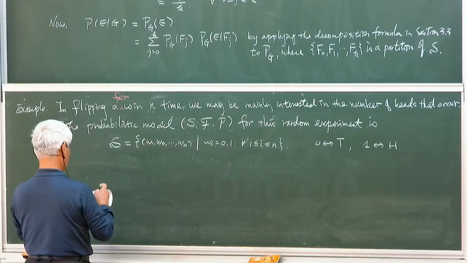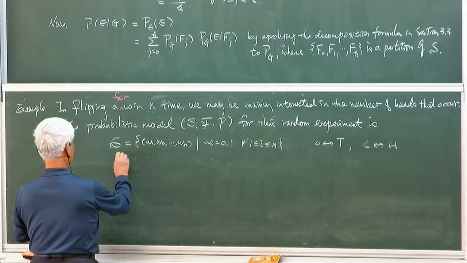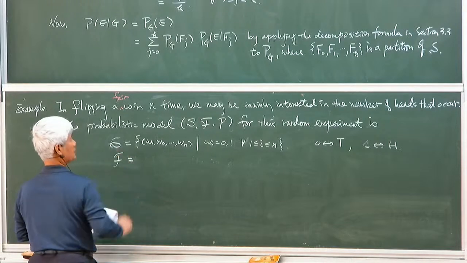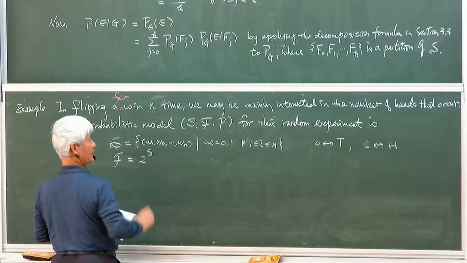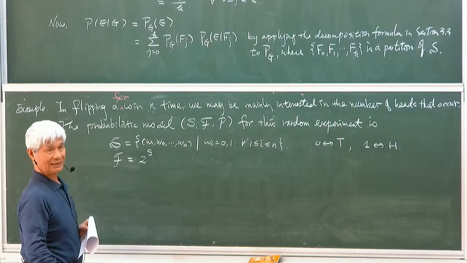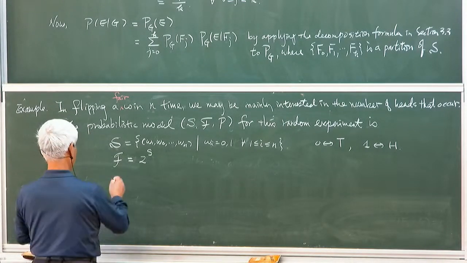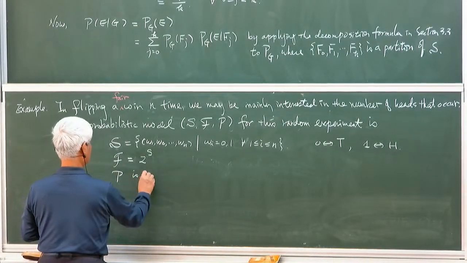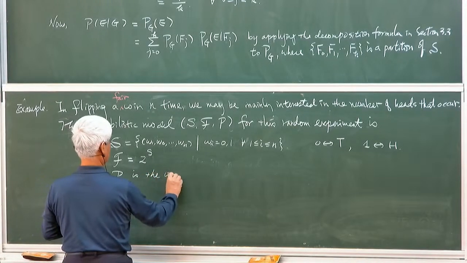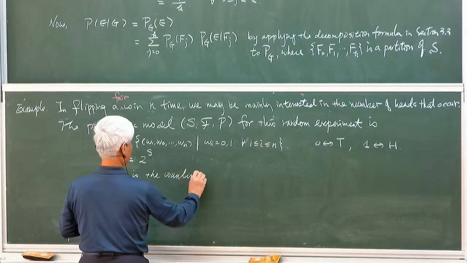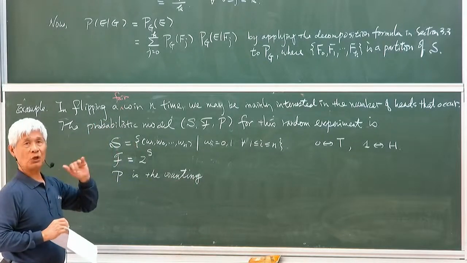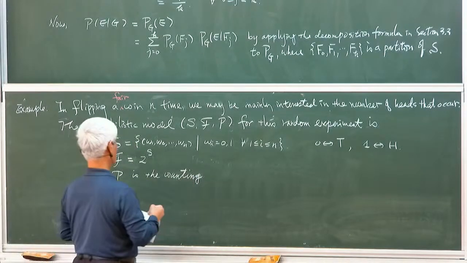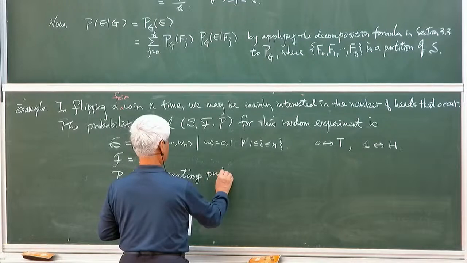space. And also, because the sample space is finite, the sigma algebra we select is the power set of the sample space, and the probability P is the counting measure. Because we use a fair coin, it's the counting probability function.